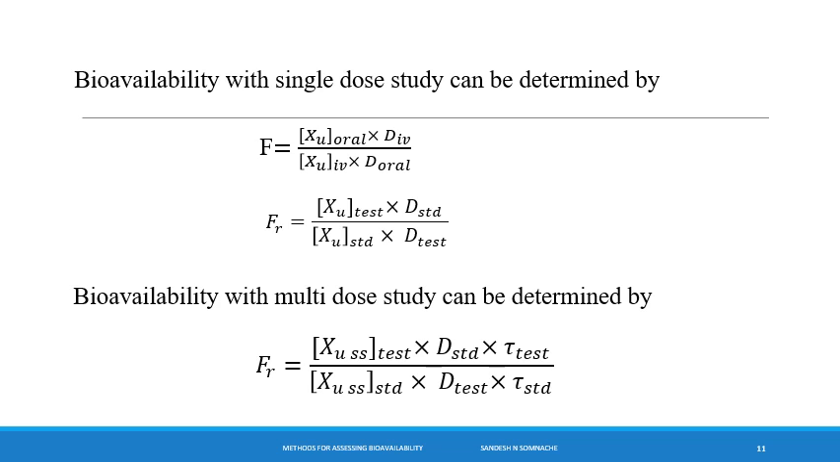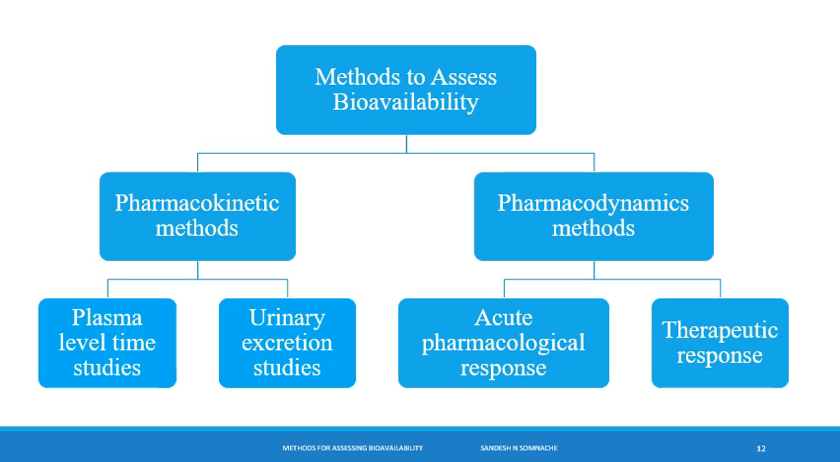In multi-dose study, bioavailability can be determined by using the formula: Xu steady state, that is the urinary amount at steady state, of test into dose standard into tau test, and Xu,ss of standard into dose test into tau standard.